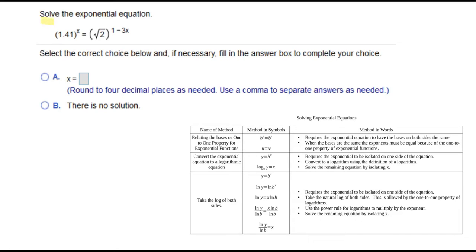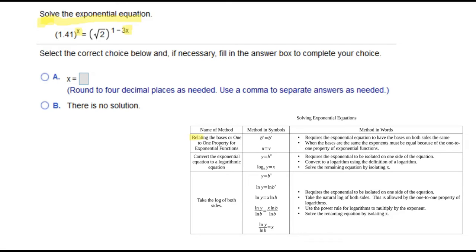This question says, solve the exponential equation. So we know this is an exponential equation because we have variables in the exponent. I've got a table down here which has the different methods for solving exponential equations.